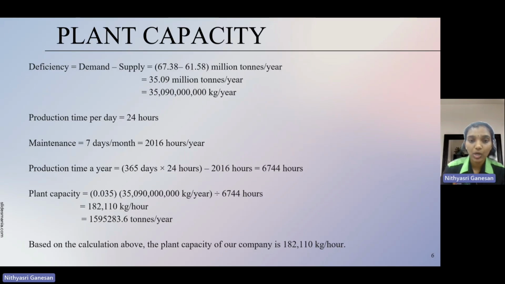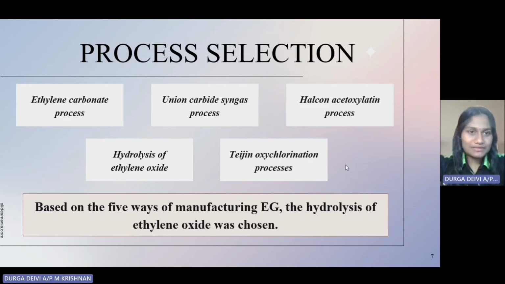These are the calculations for our plant capacity. The plant capacity was calculated based on the supply and demand from the graph and also considering maintenance days in the plant. Also, our plant is planning to cater to 3.5% of the world's demand for ethylene glycol. The production rate of ethylene glycol is estimated to be 182,110 kg per hour.